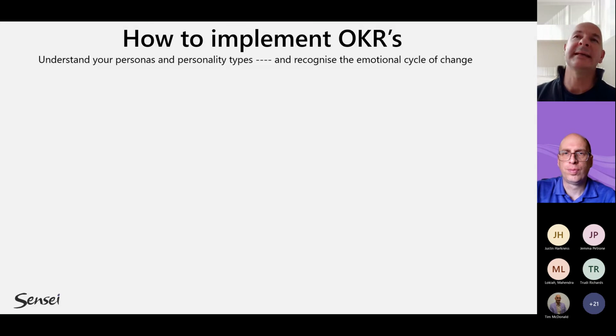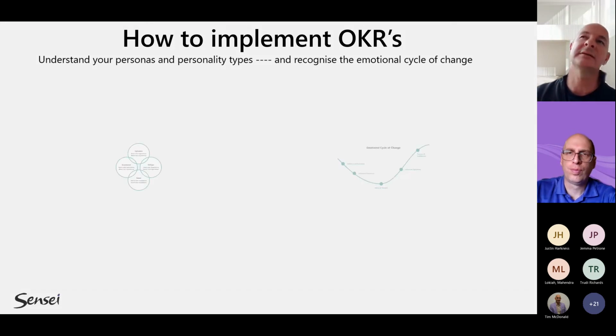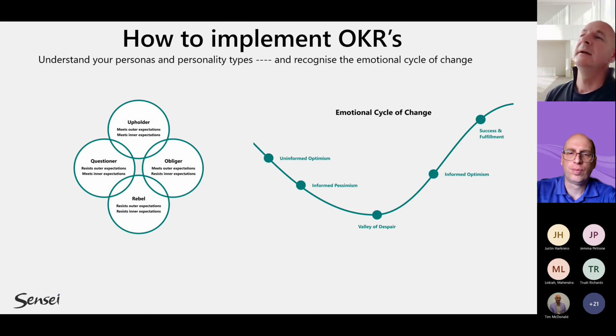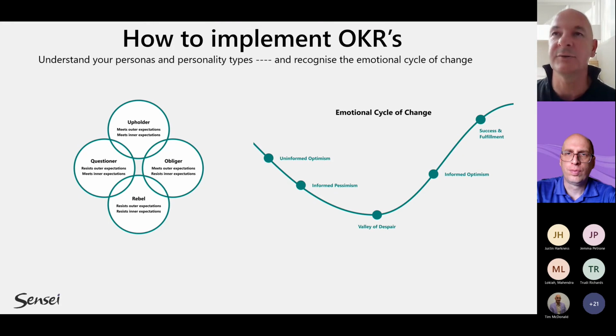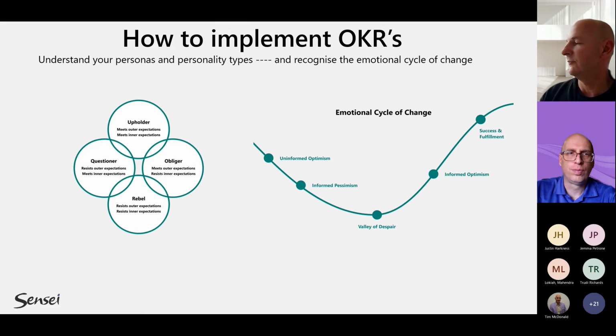Now, with all of that being said, you also need to understand your personas and personality types. There's a whole suite of different personality types that you need to accommodate for, from what people call the upholder to the obliger to the rebel to the questioner. They're all different people that are generally, in one form or another, inquisitive or resistant to change.